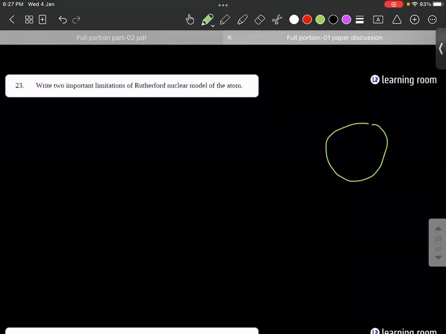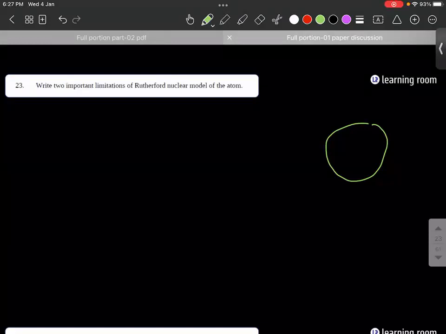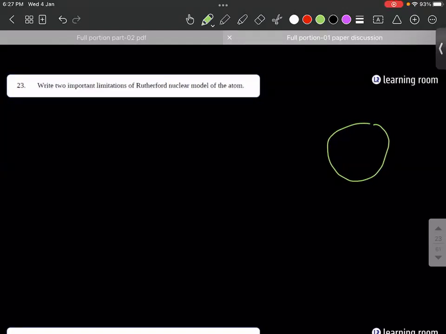And the second point is, obviously, it could not give an explanation to the line spectra that was observed in the hydrogen atom. Right, that is why the Bohr's model came into existence. Right, so for the other points, I refer to the notes that I have given. Next.